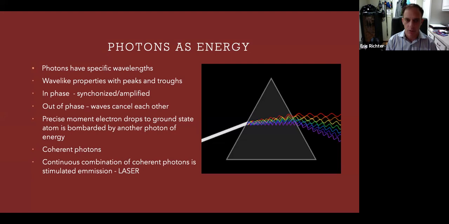At the precise moment when that electron drops to the ground state, which we talked about earlier, where it wants its natural desire to be, the atom, in the case of a laser, is bombarded by another photon of energy. This results in photons generated together, called coherent photons. This continuous combination of coherent photons is the stimulated emission, and that's what results in the laser.